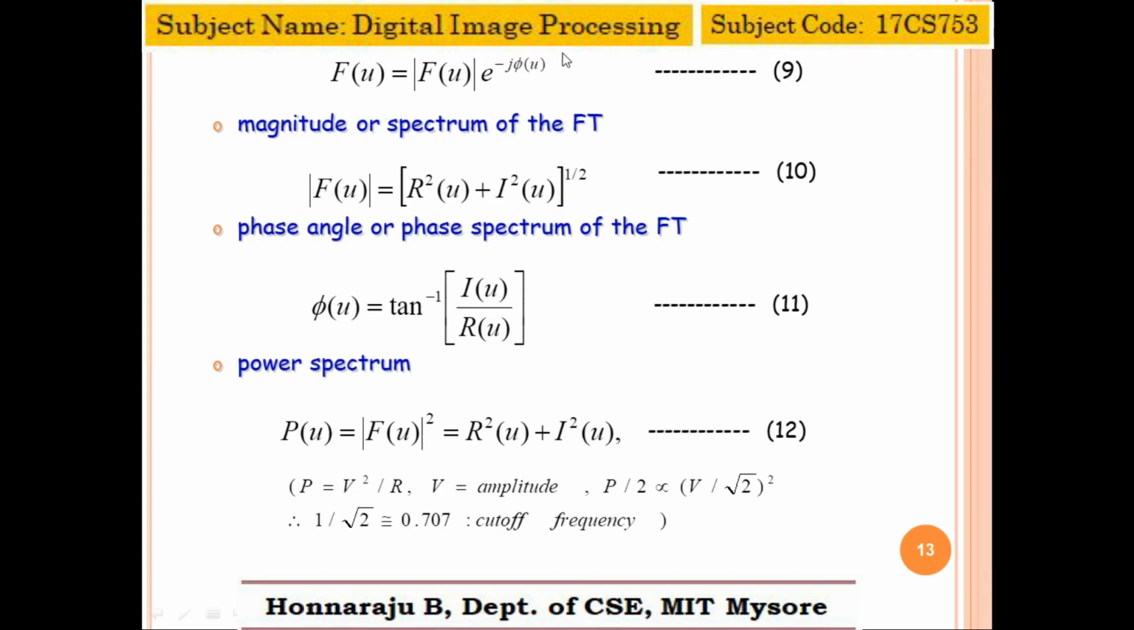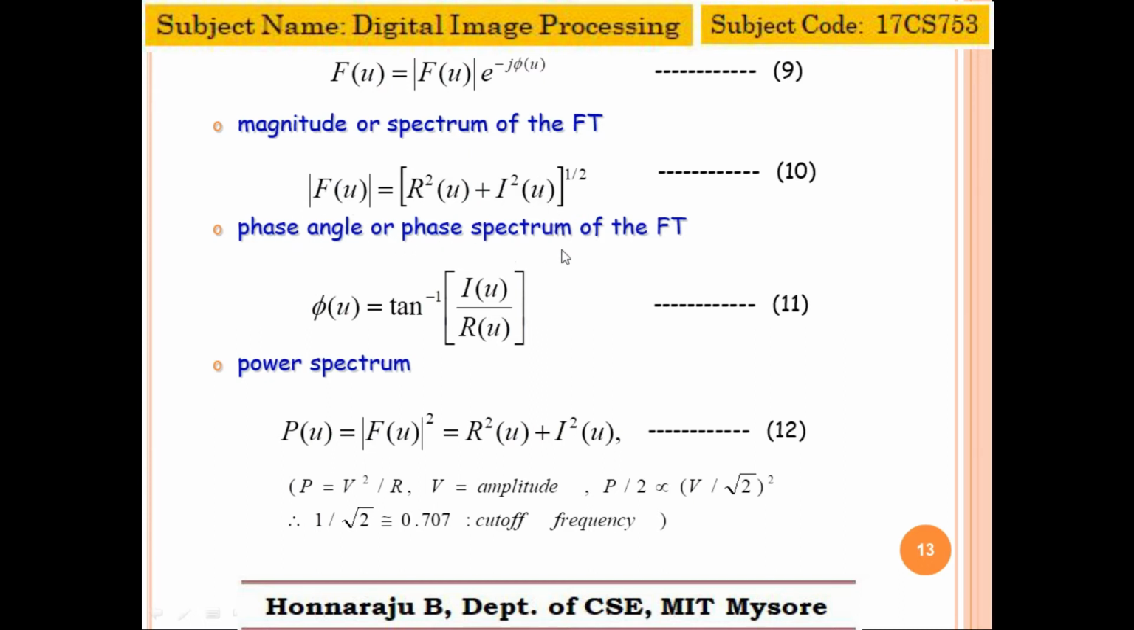The magnitude, or spectrum, of the Fourier transform is represented by the absolute value of F of u equal to R square of u plus I square of u, to the power of 1 divided by 2. I already mentioned that F of u is derived from the combination of R and I, where R represents the real part and I represents the imaginary part.